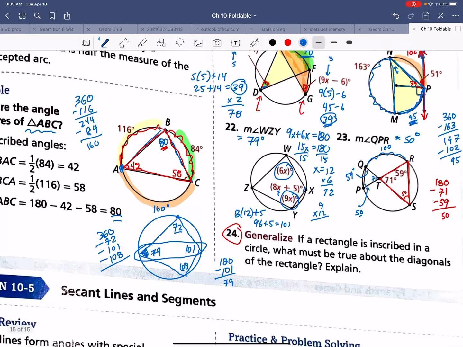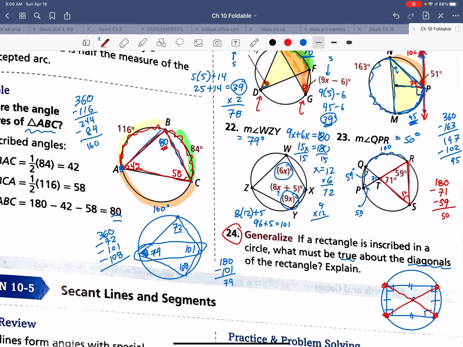If a rectangle is trapped inside of a circle, much must be true about the diagonals of the rectangle. Well, that's kind of tying together the last chapter. So if we trap a rectangle, saying these are equal and these are all 90, what is true about our diagonals?